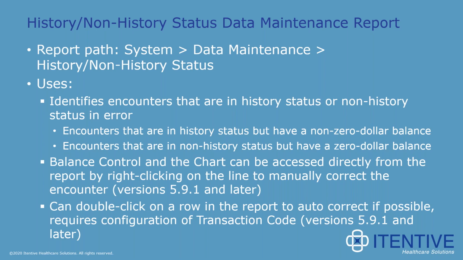But our history, non-history status report is going to show us encounters that are either in history status or non-history status in error. So you actually have the ability to correct most of the errors on this report automatically from the system. For example, one of the big issues that you might come across is, let's say you have an offsetting credit and debit on different line items for an encounter. You can actually use this report to automatically correct that error. I did want to point out that this report is ready to go out of the box with one exception. That offsetting credit and debit feature I just mentioned would require you to set up a transaction code.